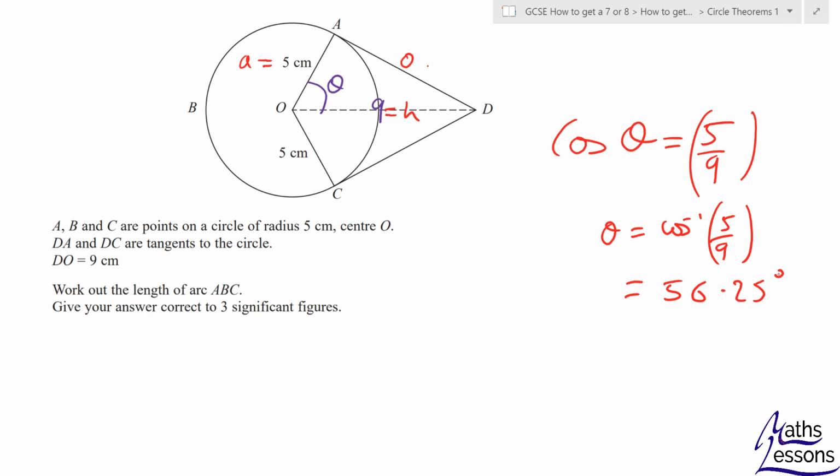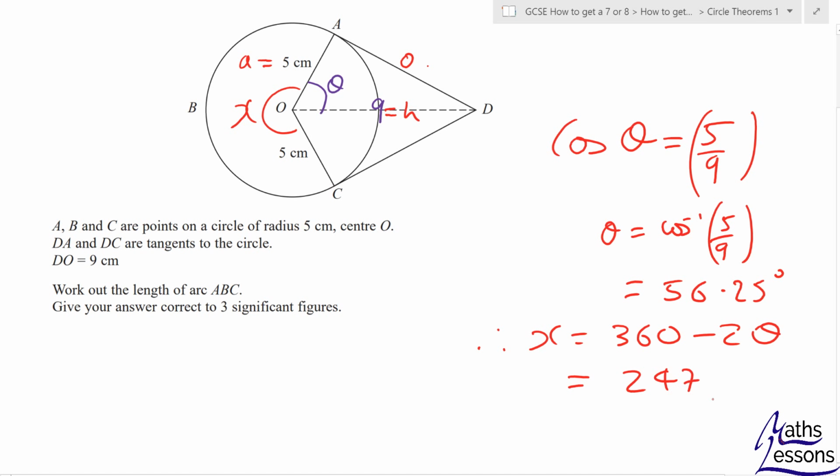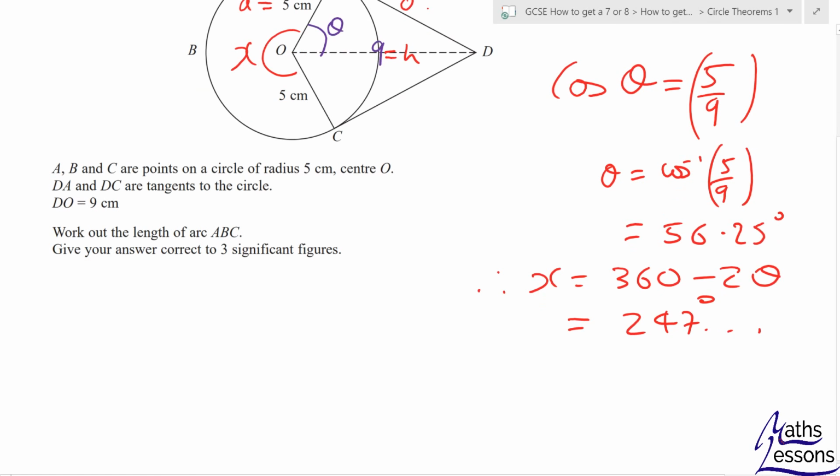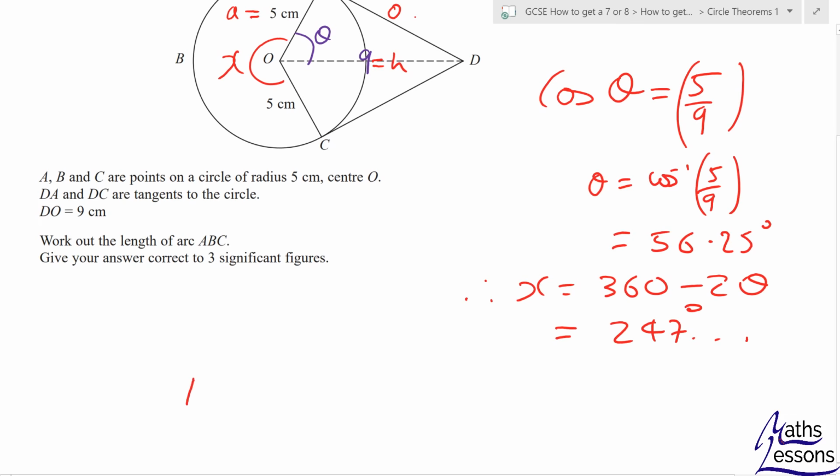So I'm going to call this angle here x. So therefore x will equal 360 minus 2 lots of theta. And that comes out as 247 and a bit degrees. When we do that, we can do the area of a sector, not area, we're not doing area, we're doing arc length, sorry, we want the length of ABC. We nearly did it again. First time I did this question I found the area.